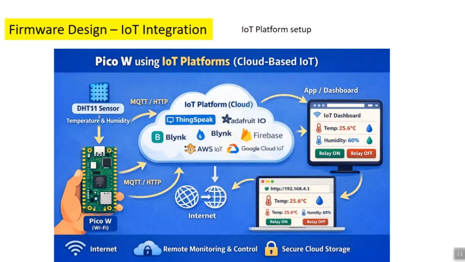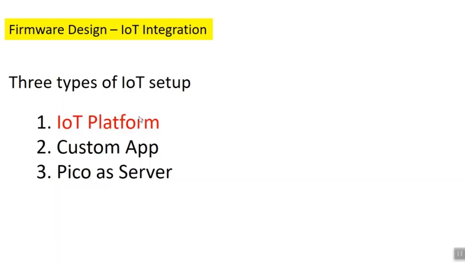So in my last video I talked about how to set up your IoT systems and identified three possible ways. One is to use an IoT platform, two is to customize your app, and three is to deploy your server on your Pico-W. In the last video I showed you how you could make your Pico an IoT server where you connect your mobile phones or your devices to your Pico to request the temperature sensor, humidity sensor, and also the status of the relay.